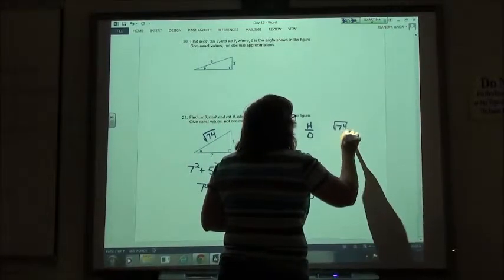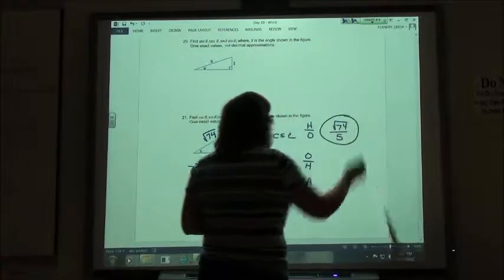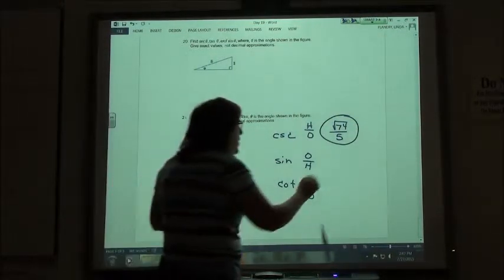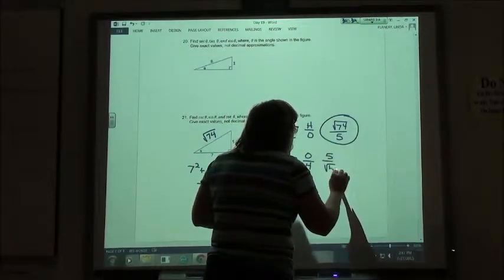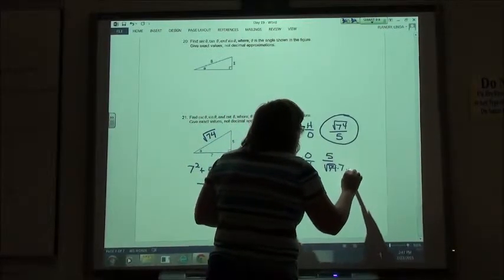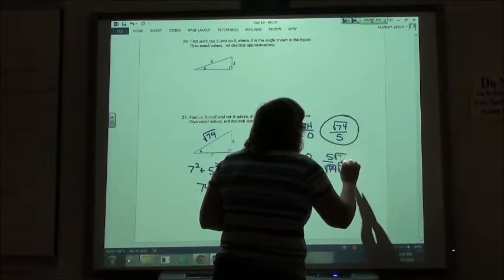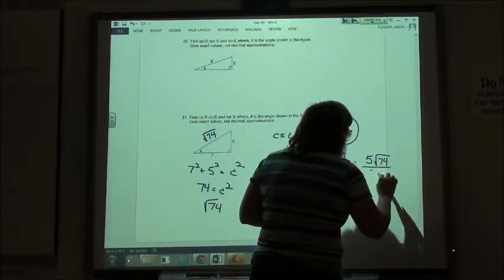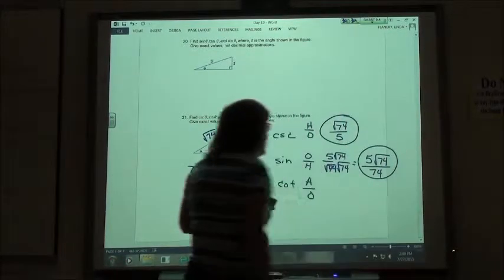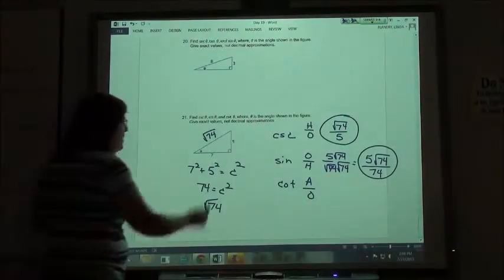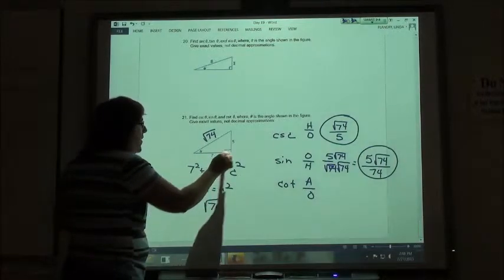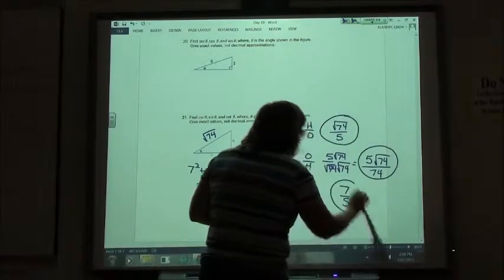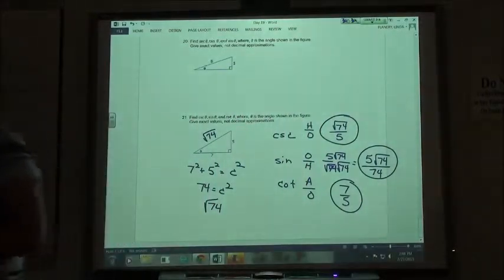So hypotenuse over the opposite: square root of 74 over 5. Sine, opposite over hypotenuse, so 5 over the square root of 74. I've got to rationalize my denominator. So I get 5 square root of 74 over 74. And then we have the adjacent over the opposite, so 7 over 5. Like those ones, I don't have to rationalize my denominator.